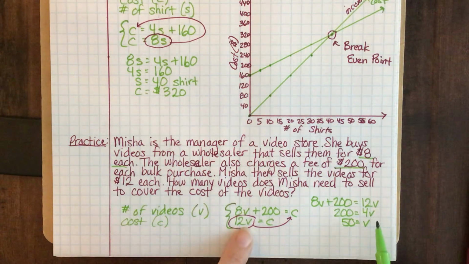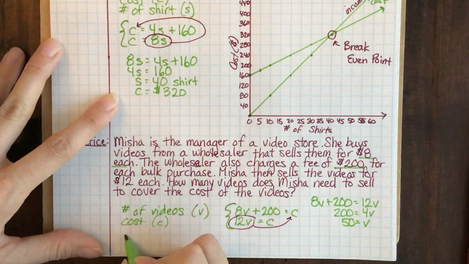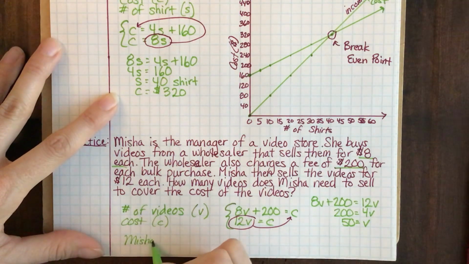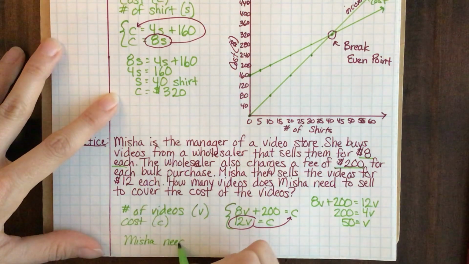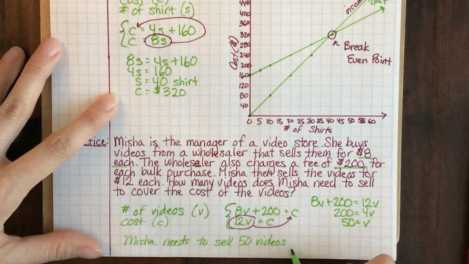So, and you can also just double check your answer by plugging it into both of them and making sure that the cost is the same. But we'll say Misha needs to sell 50 videos. Okay?